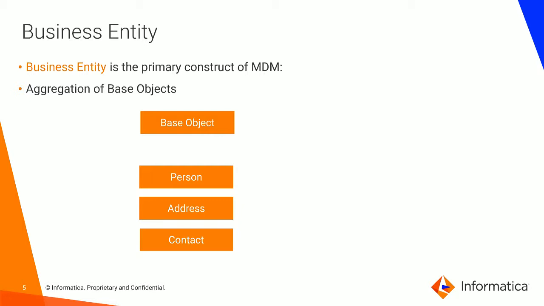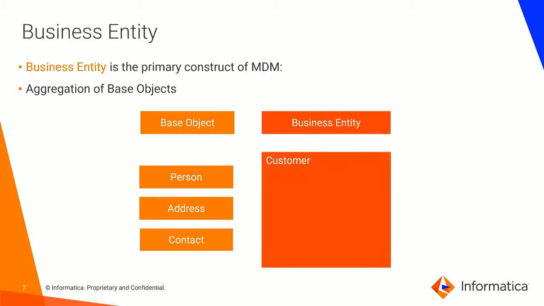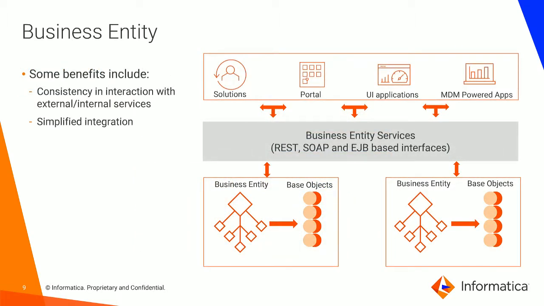So business entities are basically an aggregation of base objects that have some sort of relationship with each other. So in this example of a customer business entity model, it's comprised of 3 base objects, just like before: person, address, and contact. Now, immediately, some of the benefits of having business entities is that they can be interfaced with without having to reference the underlying base objects. That gets abstracted away. As such, we have consistent API behavior with internal and external systems. And it becomes a lot more simplified for us to integrate these business entities using their services to downstream and upstream systems.